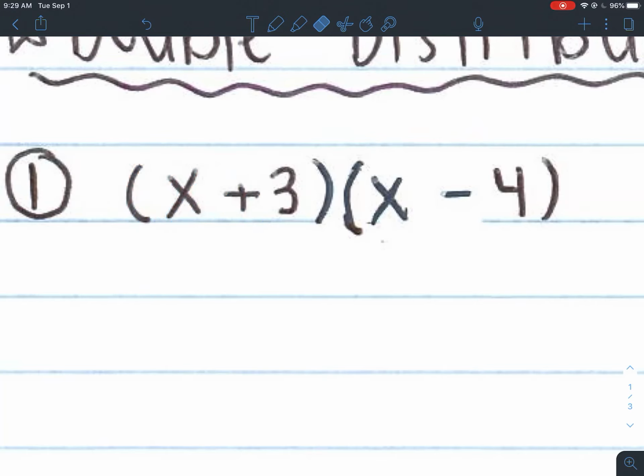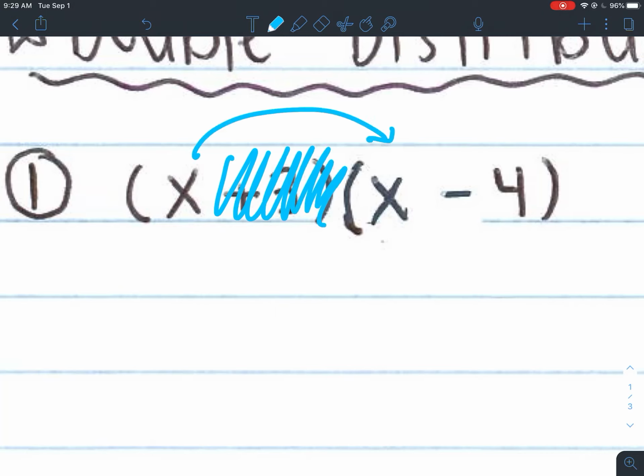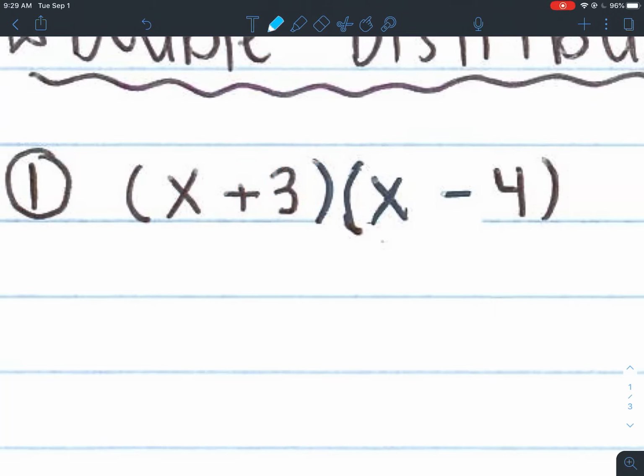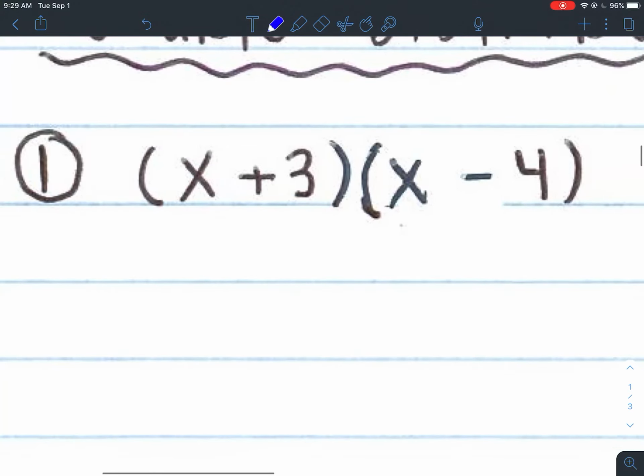Well, what if the 3 wasn't there and it was just the x on the outside of the parentheses? You would also distribute, okay? So you're going to actually end up doing both. That's why it's called double distribution. This is super important. You're going to be using this a ton. You use this a ton in geometry, you use this a ton in algebra too. You do need to know how to double distribute. So we're going to start.